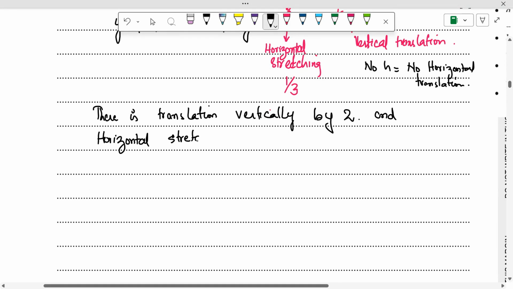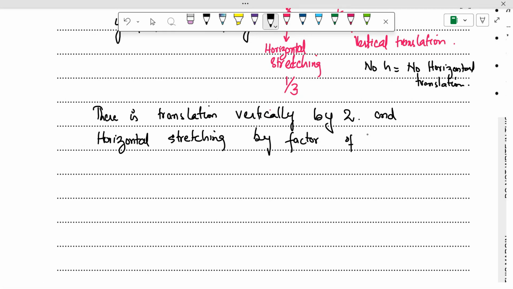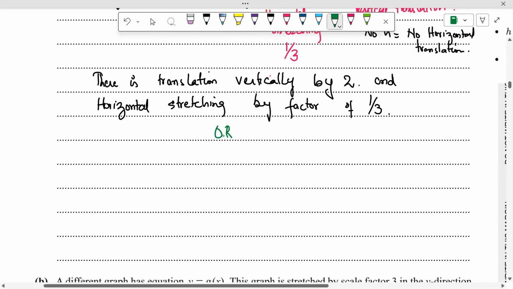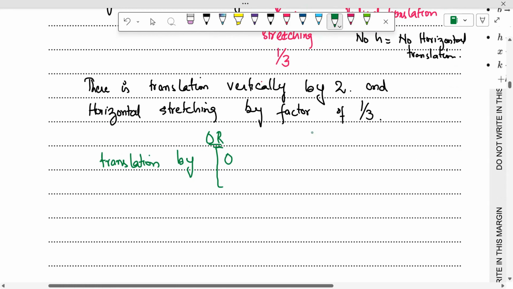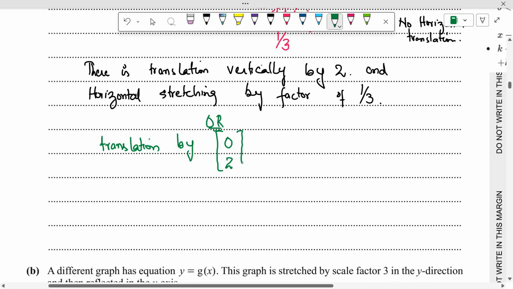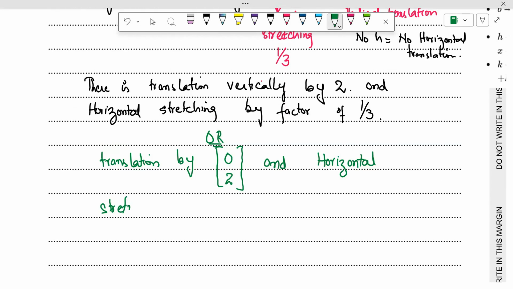stretching by a factor of 1 over 3, or we can say that translation by, first we write horizontal translation which is 0, so 0, and there is a vertical translation by 2 units, so this one is 2, and horizontal stretching by a factor of 1 by 3.